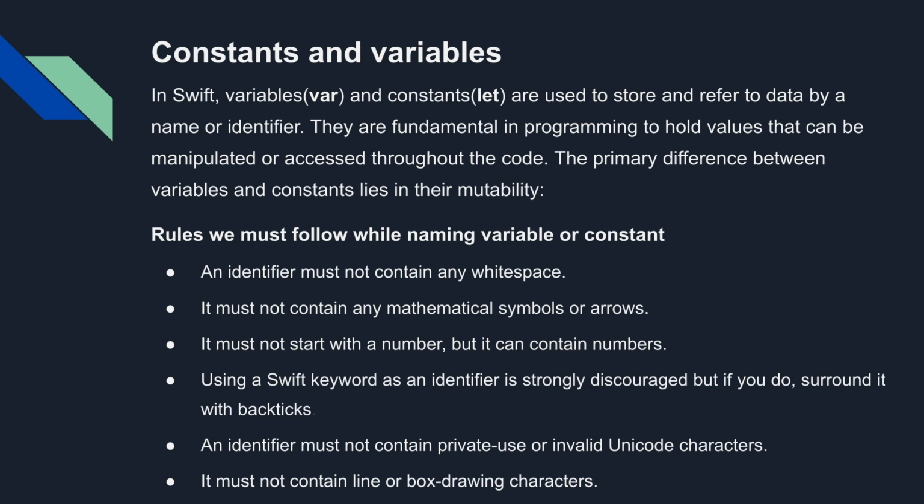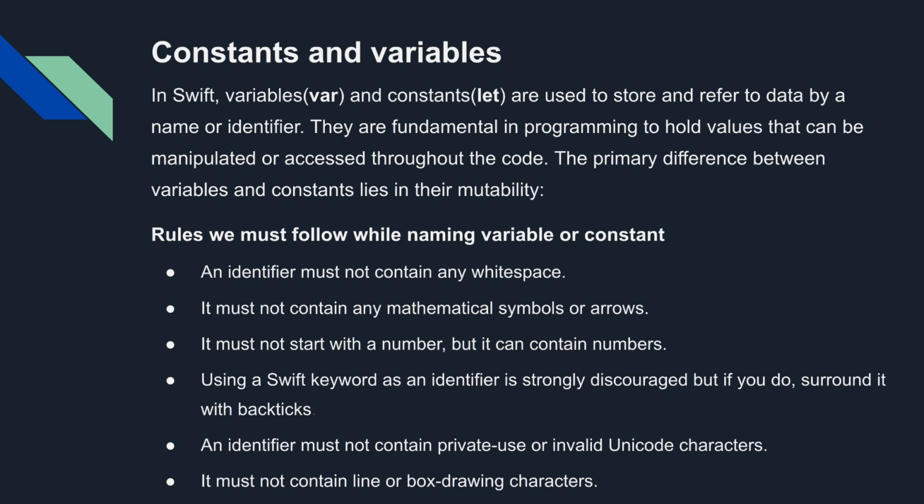Using a Swift keyword as an identifier is strongly discouraged. But if you do, surround it with backticks. Reserved keywords in Swift, such as class, func, and struct, cannot be used as identifiers unless enclosed in backticks. An identifier must not contain private use or invalid Unicode characters. Swift allows the use of Unicode in identifiers, but characters that are private use or invalid cannot be used.